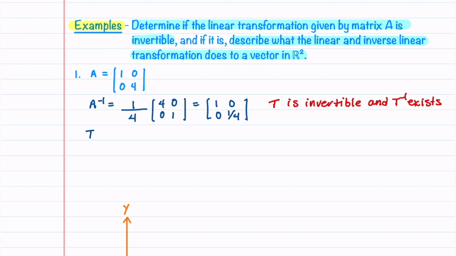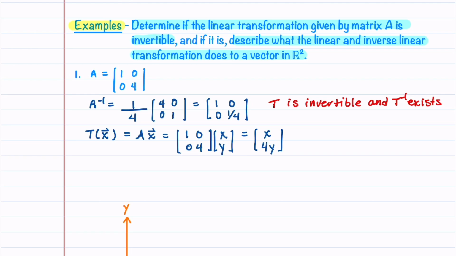Let's now see what the linear transformation does to a vector x. We have T of x is equal to A times x, and we're going to take our original matrix A, 1, 0, 0, 4, and multiply it by x, which we'll write as x, y. This gives us our first component is x, and our second component is 4y. This transformation stretches vectors vertically by a factor of 4.